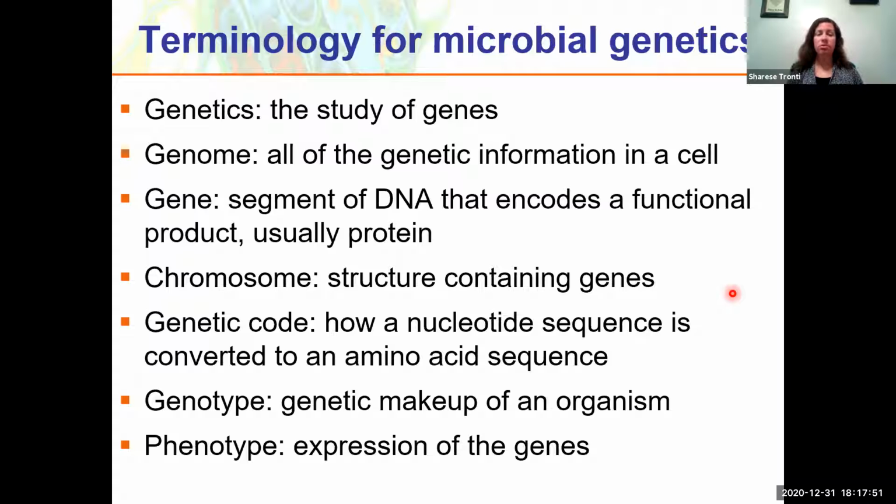And then lastly, we have genotype and phenotype. So a genotype is the genetic makeup of an organism, and the phenotype is how that is expressed. So for example, your genotype would be the genes that you have, say, for eye color. The phenotype would be how that's expressed. So if you have brown eyes, your phenotype would be brown eyes. That's the physical expression of the genotype. And the genotype would be genes that are encoding for the brown eyes.